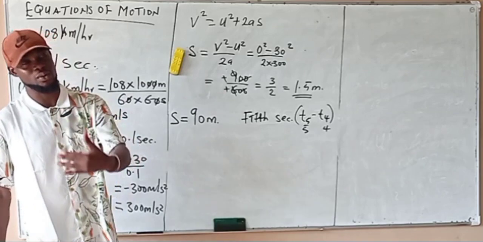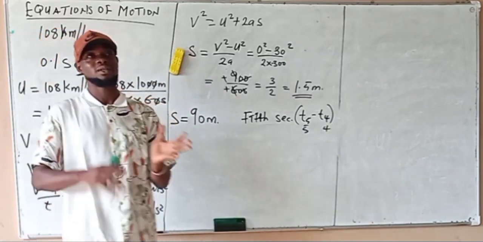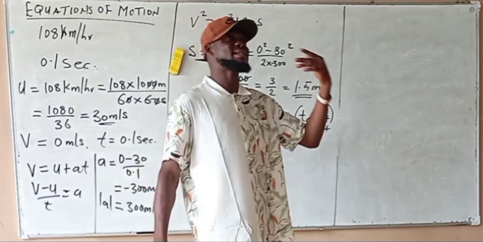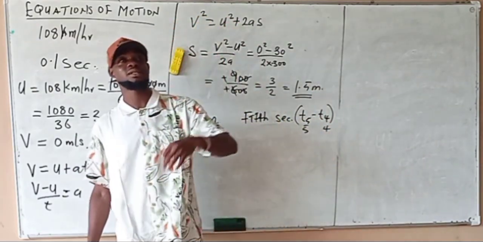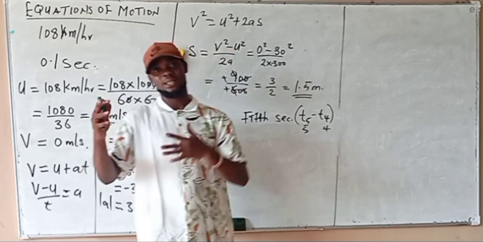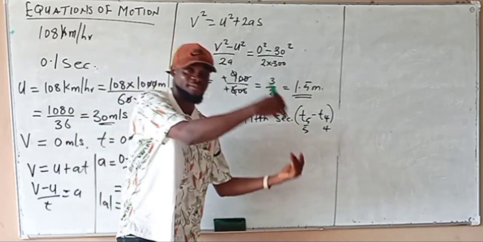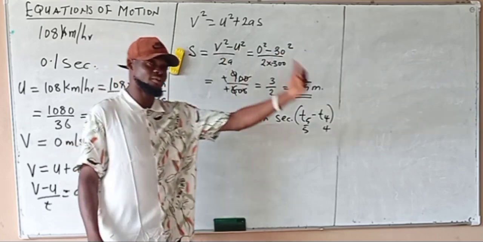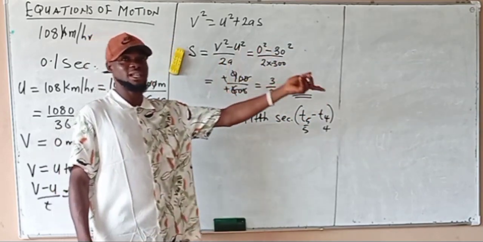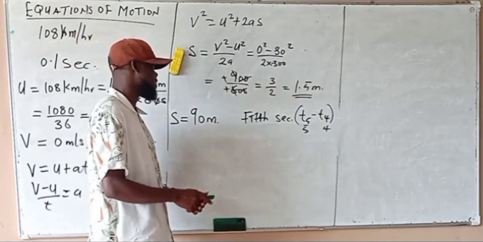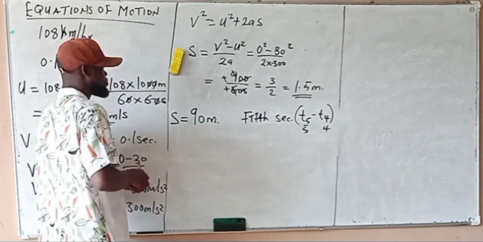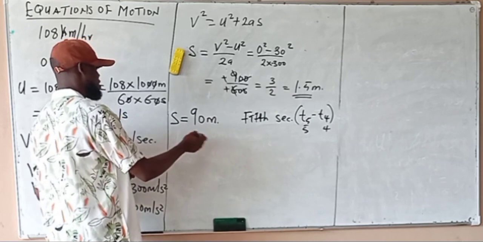Here, for the 6th second, remove the preceding number, 5, from 6. For the 7th second, remove 6 from 7, just like that. That's the final and the initial. When I say 5th, we move from 4 to 5: the final is 5, the initial is 4. That's T5 minus T4.